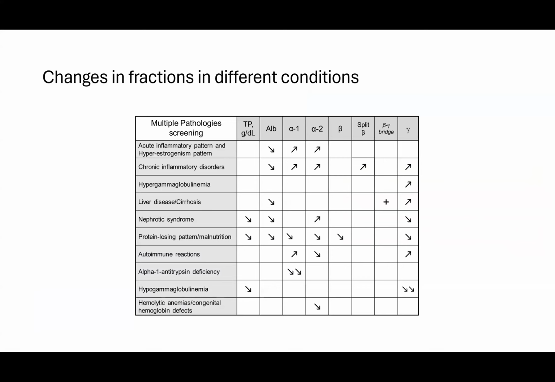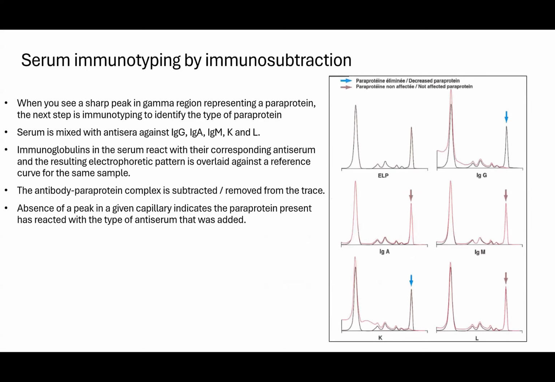I'm not going to talk about all of these, but I think it's a good table. I just put it here because it basically shows how different conditions can affect different peaks and different regions in protein electrophoresis. So please have a look at all of this. I think this is a very useful table. And I have included some examples of this at the end of this talk.